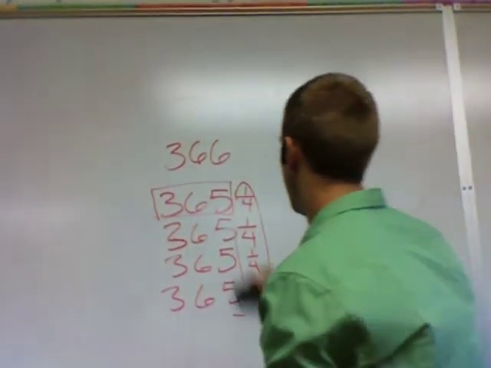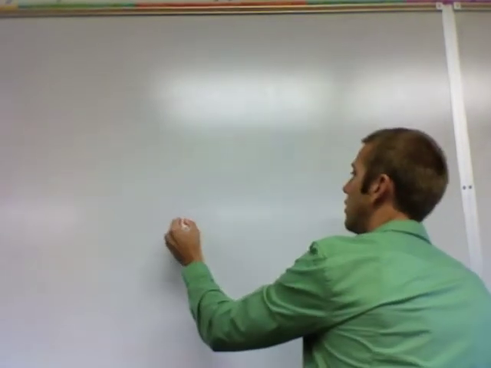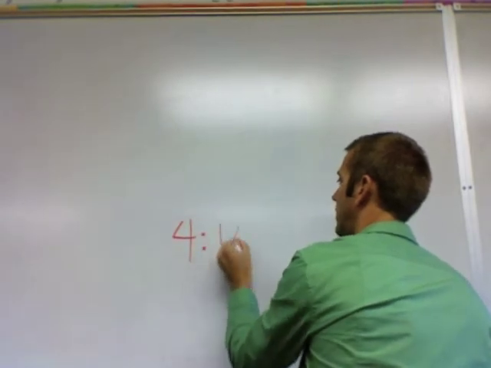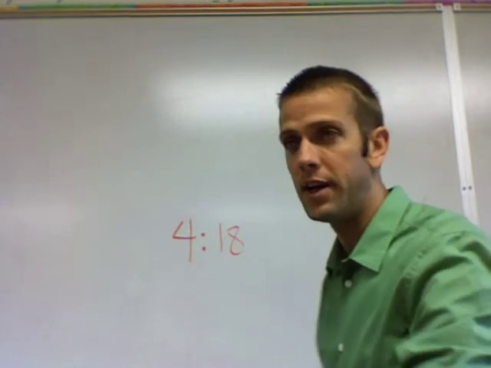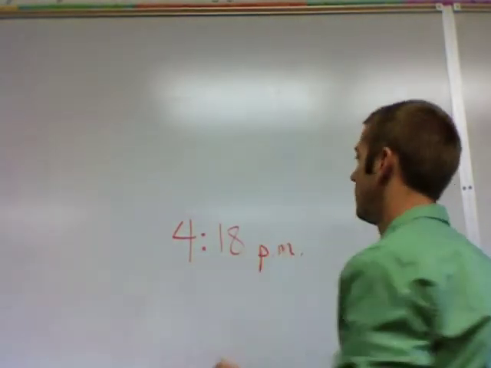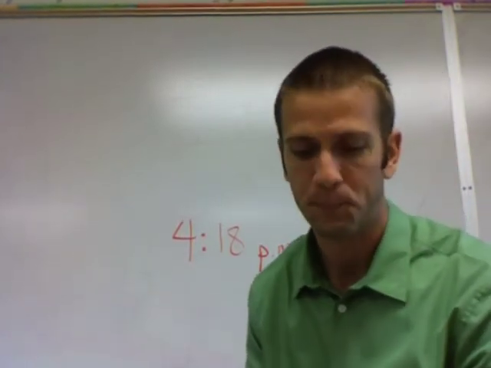Okay, we need to write it down correctly. So the way we write time, 4:18. Now they said it's in the afternoon, so you need to include if it's AM or PM. Afternoon is PM. Okay, so the time would be 4:18 PM.